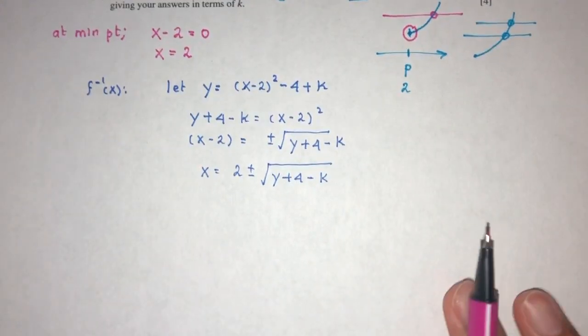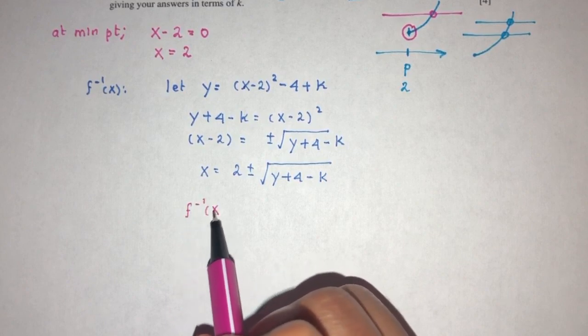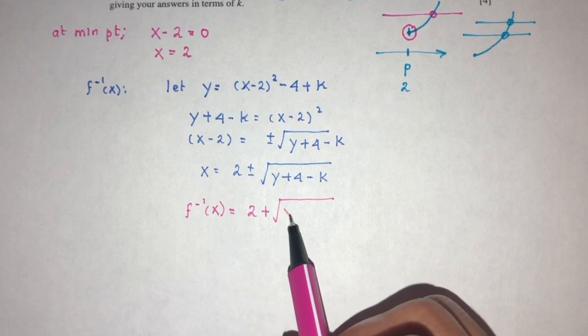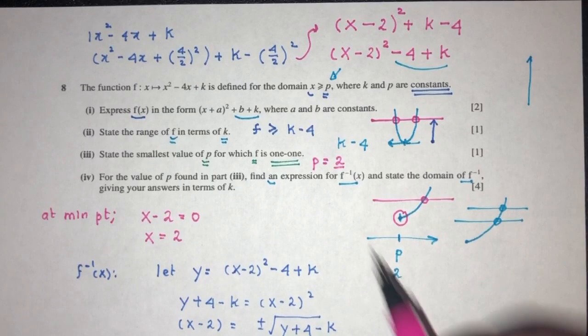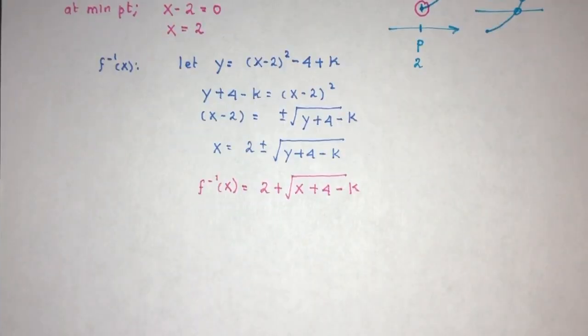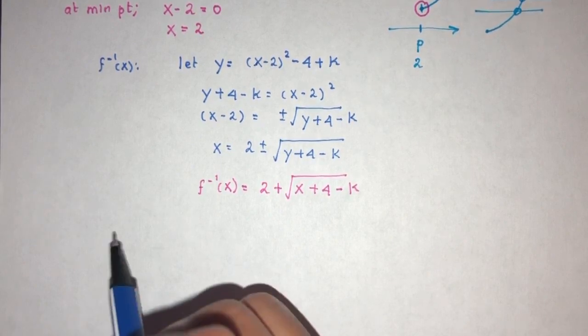Okay. Now, very simple, we have to choose. So f inverse of x obviously has to be 2 plus the root of x plus 4 minus k. Because here we can see x has to be more than 2, so we take the positive value. That will be f inverse of x. Now we have to find the domain.